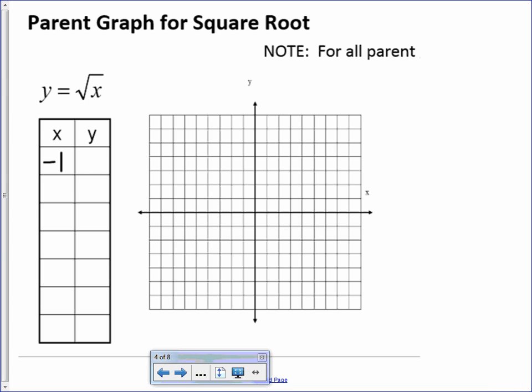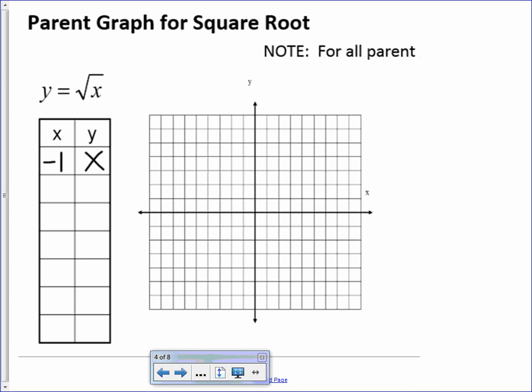What happens if x is -1 and you try to do the square root of -1? It doesn't work. It would be an imaginary answer. In fact, the square root of -1 is i. Will we be able to graph i? Not on this real coordinate plane. So when you put -1 in, you don't get a y back out.